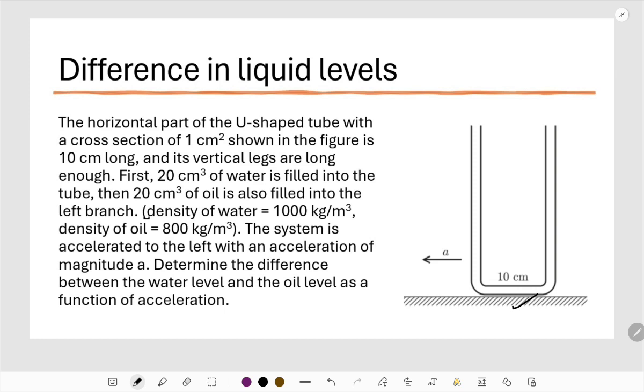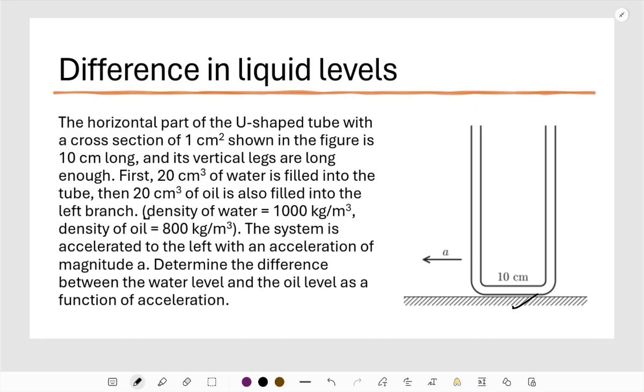Then 20 centimeter cube of the oil is also filled into the left branch or limb. This again, its length is 0.2 meter. Density of water is 1000 kg per meter cube, and density of oil is 800 kg per meter cube. That's fine. We will need it.